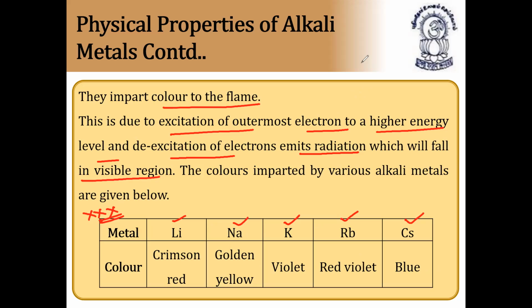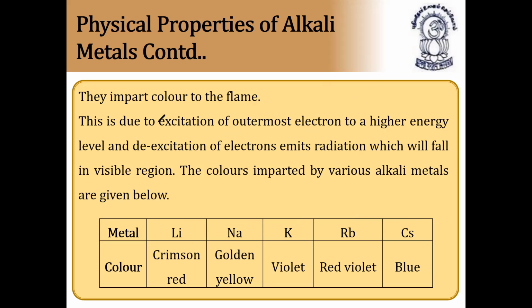So alkali metals impart color to the flame. This is due to the excitation of the outermost electron to a higher energy level. As a flame gives heat energy, they absorb the heat energy and the electron goes to an outer shell. Then it starts falling down, and while falling down it emits radiation in the visible region. So the colors imparted by various alkali metals are given below: lithium, sodium, potassium, rubidium, and cesium.